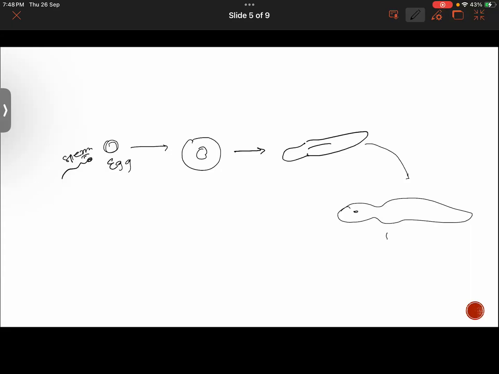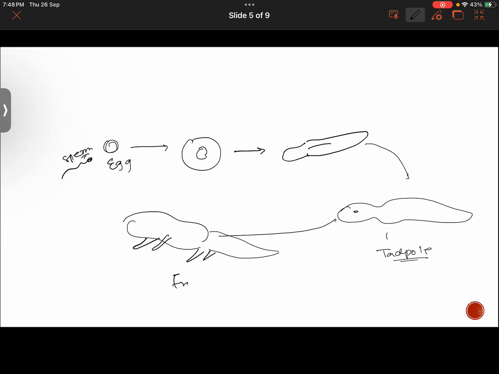So this shape is the tadpole stage. This is the tadpole right now. Furthermore, we will see that it will develop like this, where the legs will start to form. Now the front legs will form here like this. That is called a froglet, and the tail is still there. Later on it will develop into an adult frog, where the tail becomes shorter, and now the adult frog will look like this.